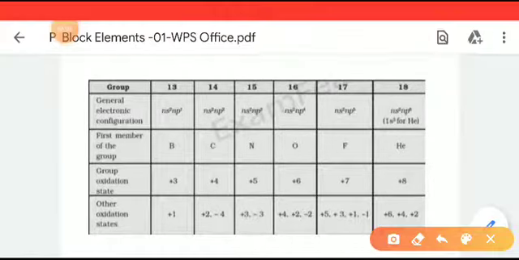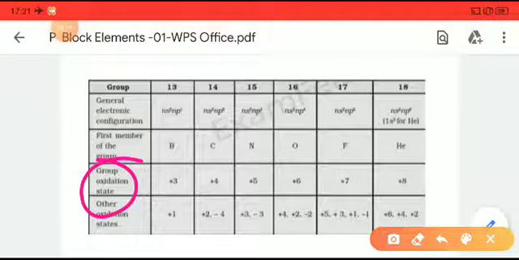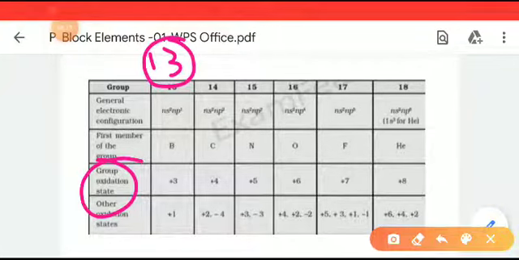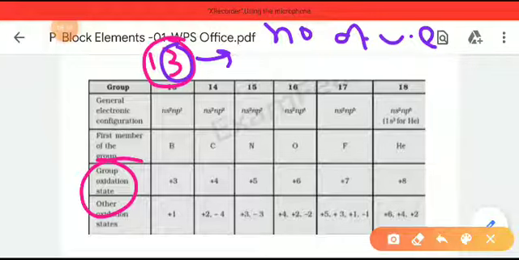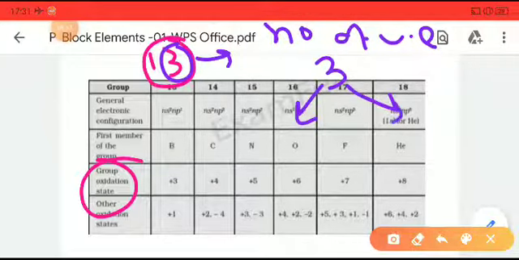Here, there is a trick to remember the number of valence electrons as well as the valency of each and every group, as well as the group oxidation state. Suppose in the case of group number 13, the last digit of the group is 3, so the number of valence electrons should be 3.